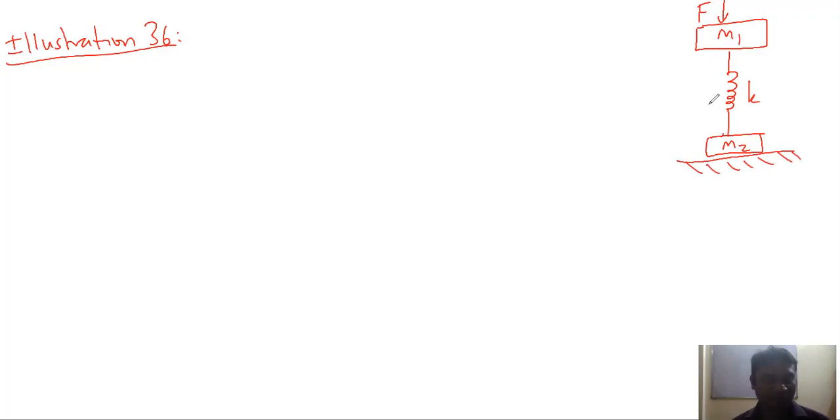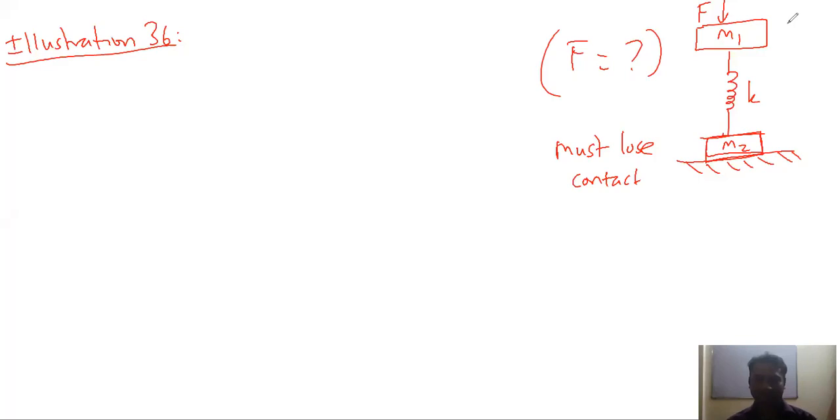In this case, we have to find what vertical applied force we should apply so that the lower disk is lifted off the table. So this M2 mass must lose contact. So in this question, we are asked the value of force F on M1 so that the lower mass loses contact with the ground.